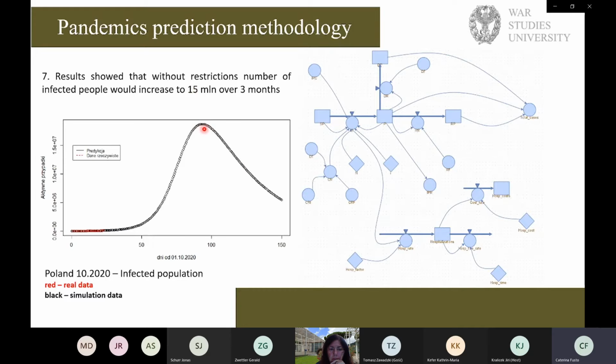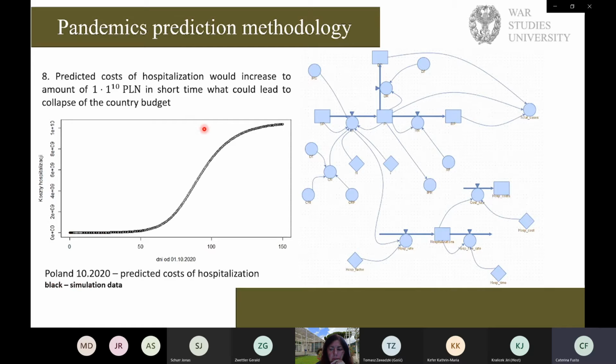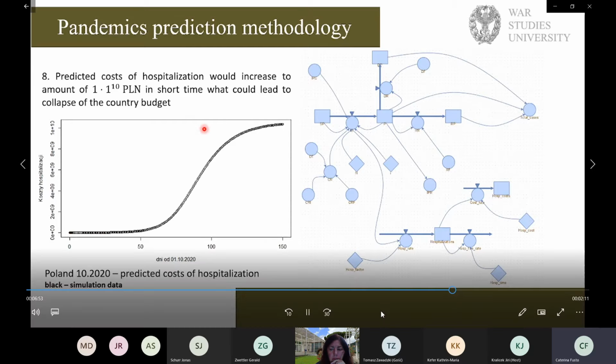And having such a prediction, we were able also to predict hospitalization costs, because some of the infected should go to hospital to special treatment, and we estimated that the total hospitalization cost of people who will go to hospital would achieve about 10 billion Polish zloty.